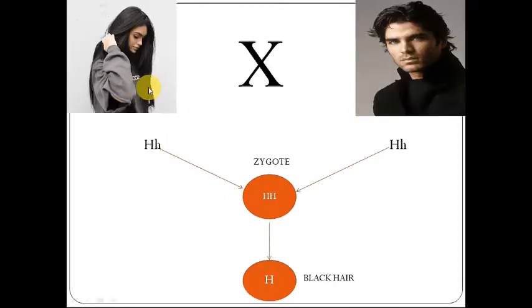Taking another case, what if both the individuals have the same genotype? In this, there will be 4 cases. Let me explain. Here, the capital H from here and the capital H from here come and form HH in the zygote. This is the phenotype, and this is the genotype in the zygote. But over here, the dominant character here, both are H, so they give birth to the black hair baby.